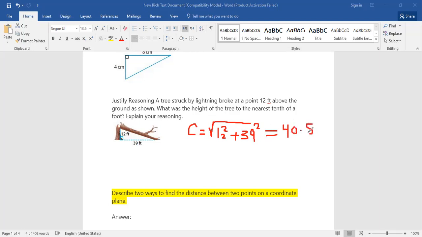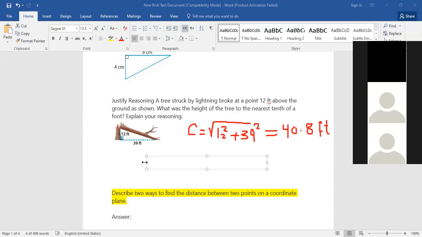40.8 feet. Is this the answer for the question, grade 8? No. Yes. Why? It's supposed to be 3 root 185, but in decimal it's 40.8. Okay, but I said we have to stop at this point, or we have to go back and read the question. What was the height of the tree? Right, Miss, we should make plus.